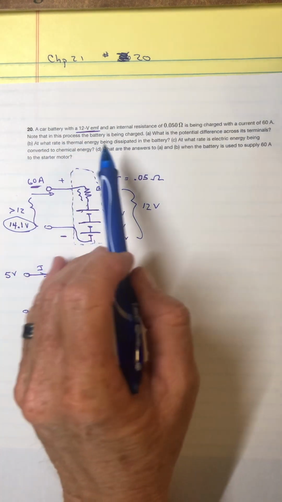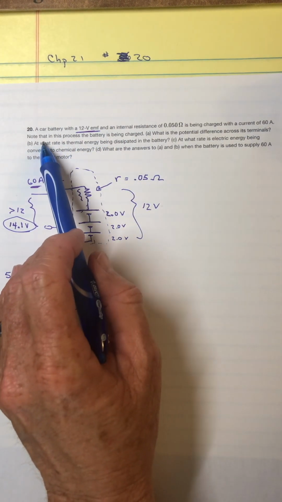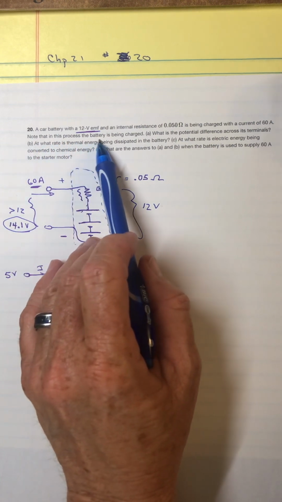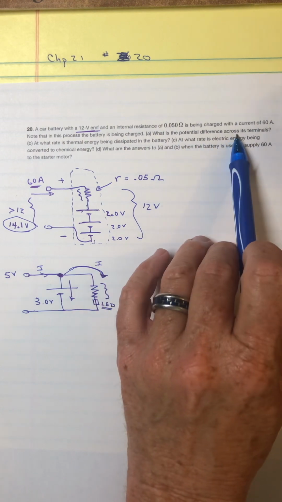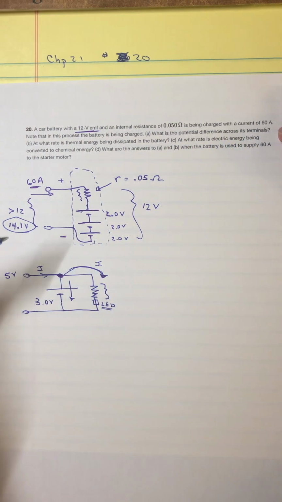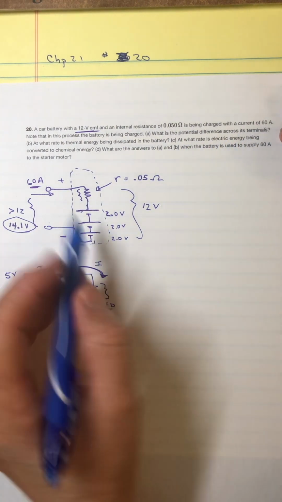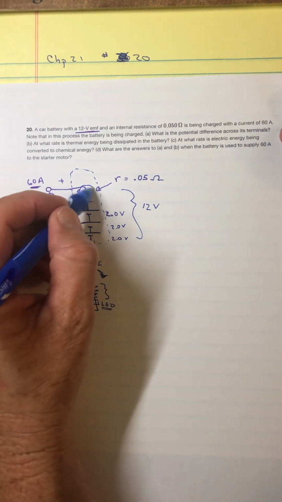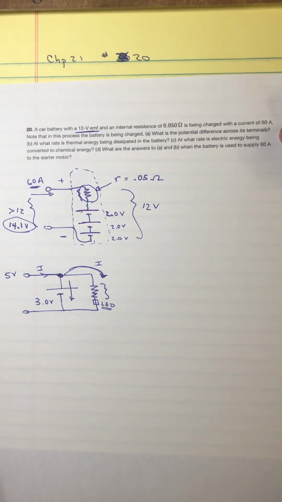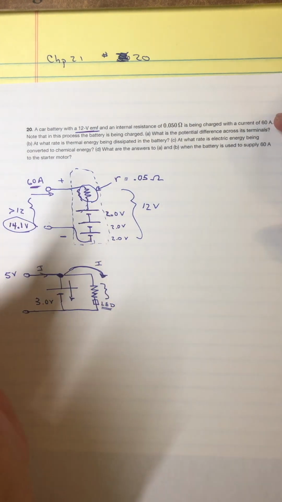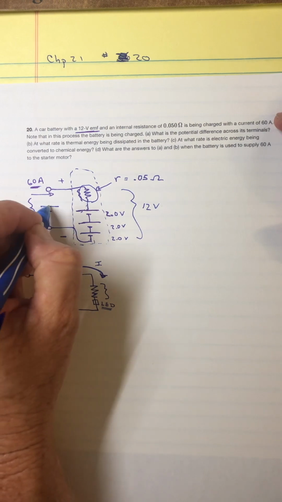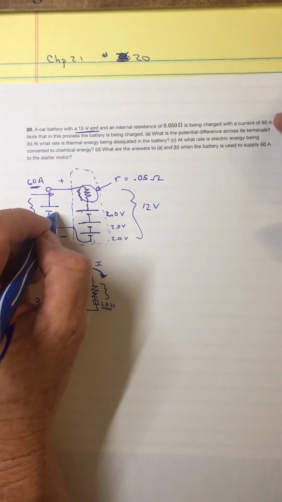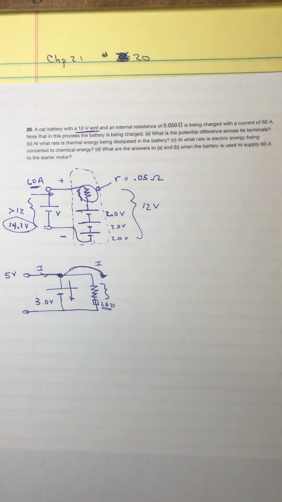All right, so let's get to the heart of the question finally. It says, note that in this process, the battery is being charged. A, what is the potential difference across the terminals? So in other words, across here. And as I said, it would be 14 plus whatever this drop is. Or to put it another way, if we do our loop rule here, this is some other charging battery, so I'll just make a V for my battery there.